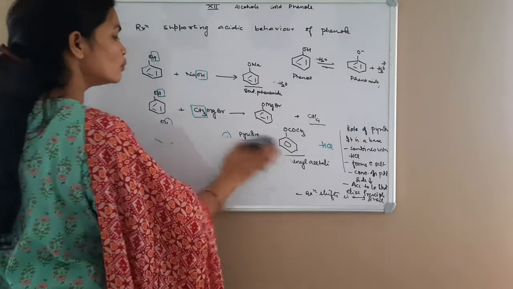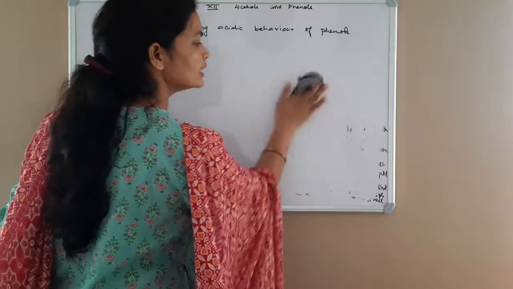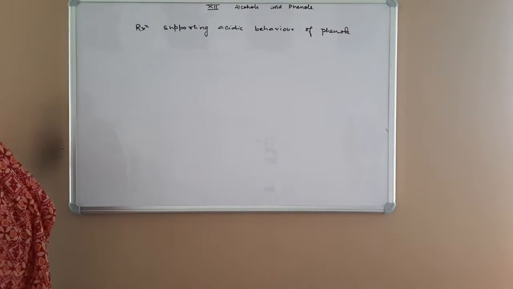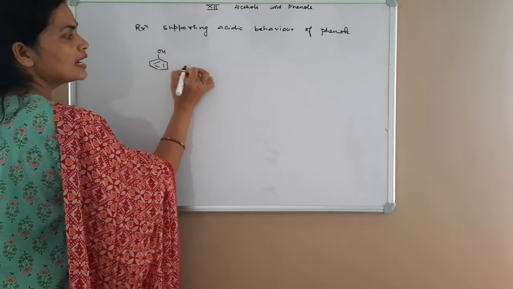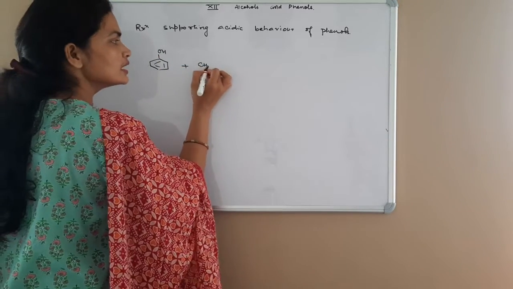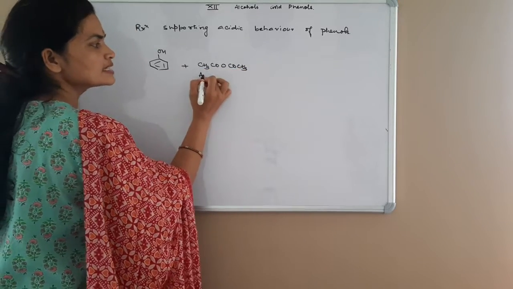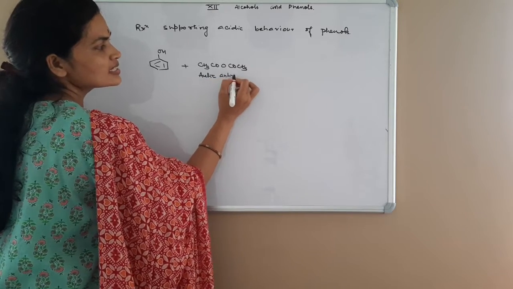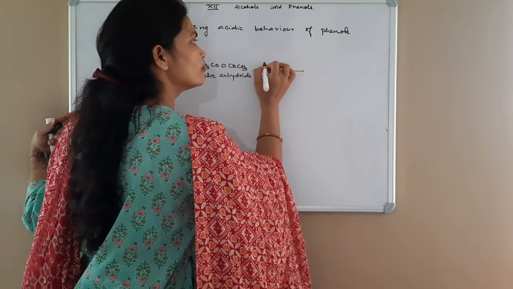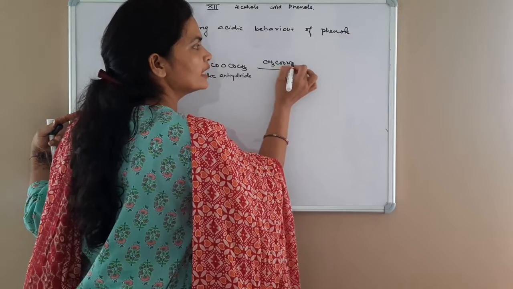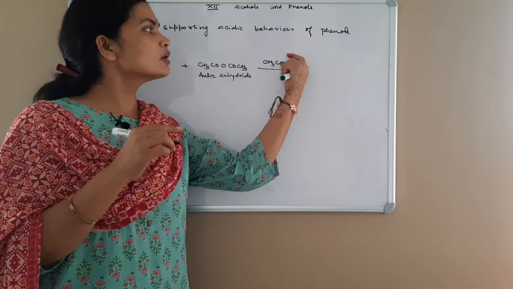The next reaction which supports the acidic behavior of phenol is when phenol combines with acetic anhydride. This is phenol and this is acetic anhydride, CH3CO-O-COCH3, because this is derived from acetic acid. This is in the presence of CH3COONa, sodium acetate. Now here also sodium acetate is a combination of a strong base and a weak acid.